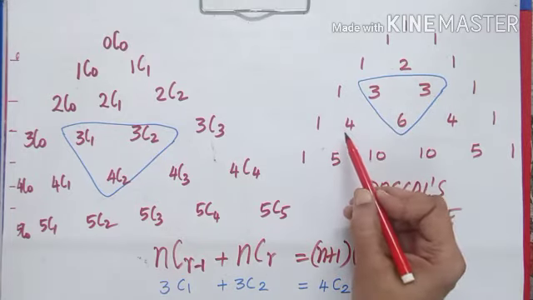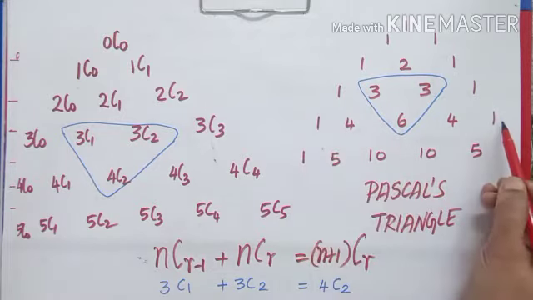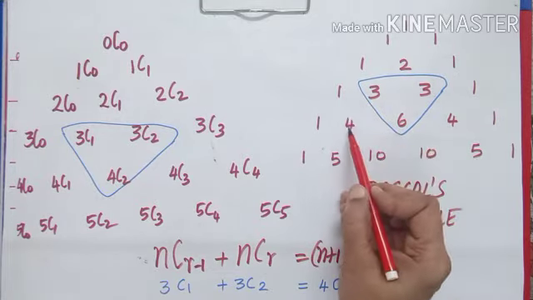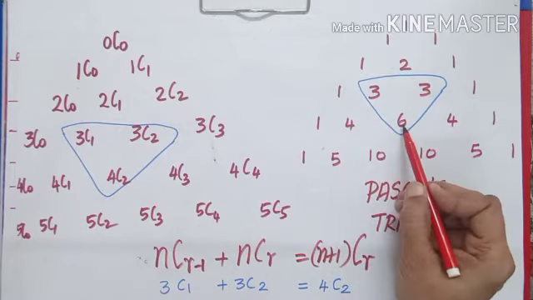Same way, how to write this line? 1 in the beginning, 1 in the end. Add 1 and 3, I get 4. Add 3 and 3, I get 6.